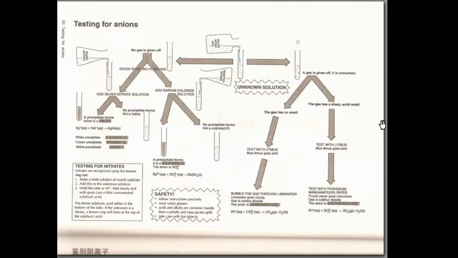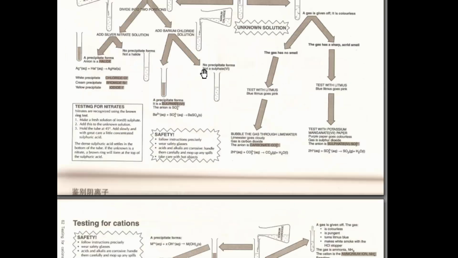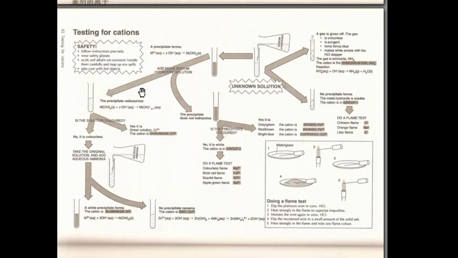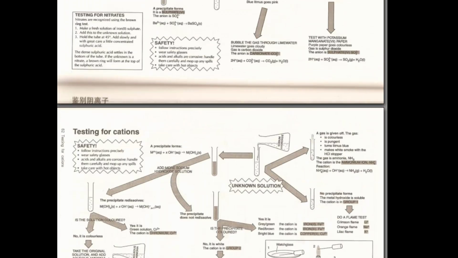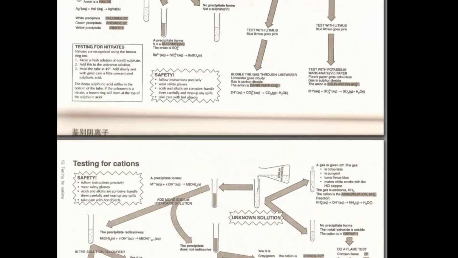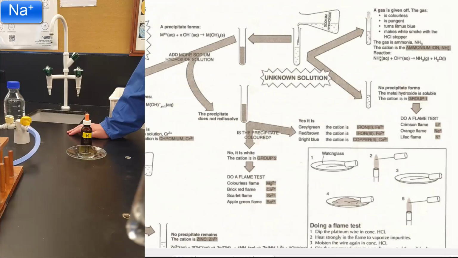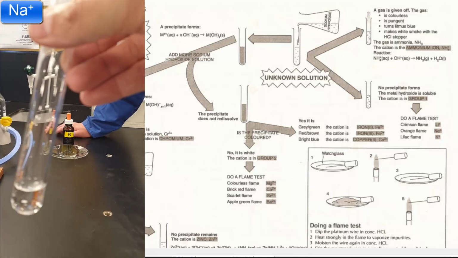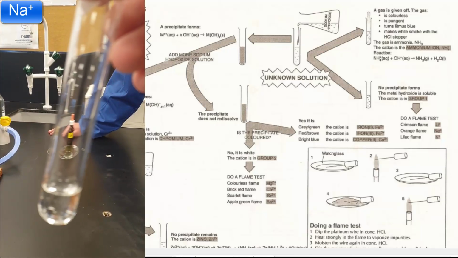So I'm just briefly going to go over how to use these two charts. One of them's for anions and one of them's for cations. So, how to identify ions in solution based on colors, precipitates, etc. So here we have our unknown solution. We're going to do the cation first.